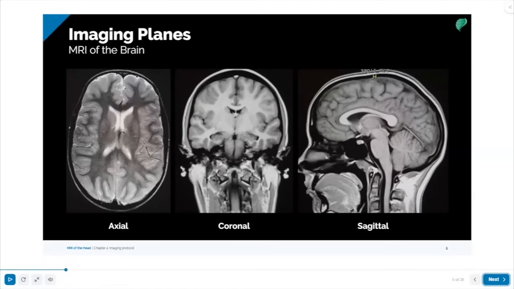Additionally, this plane allows for the assessment of the lateral ventricles, the hippocampi, and cortical structures. Coronal images are valuable in diagnosing conditions like hydrocephalus, temporal lobe epilepsy, and certain developmental abnormalities.